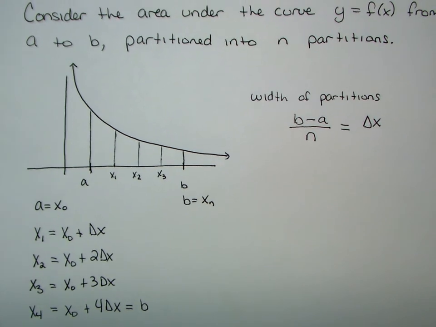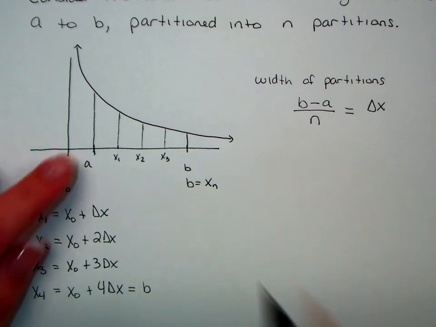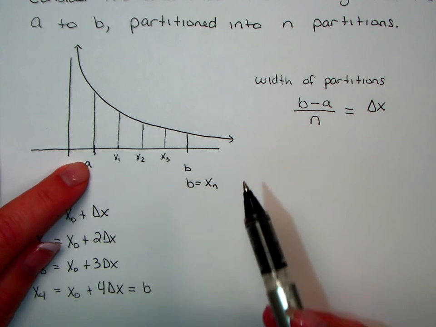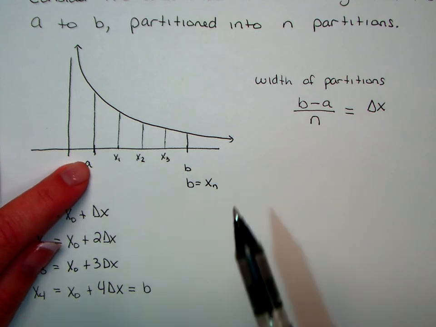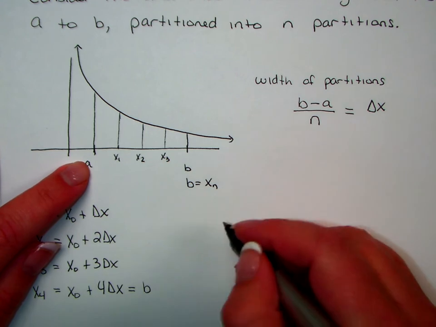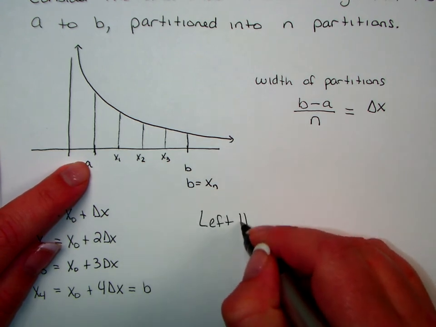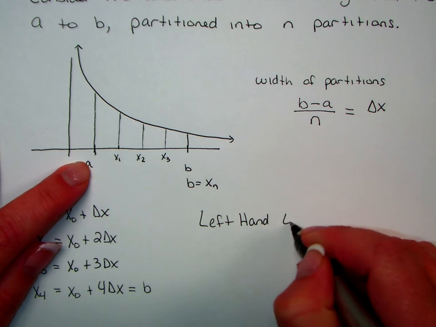So what we're going to do is figure out some rectangles here. Now there are 3 different ways that we can do an estimate of this area. We can use left-hand endpoints, we can use right-hand endpoints, or we could use midpoints, right? So first I'm going to talk about using left-hand endpoints.